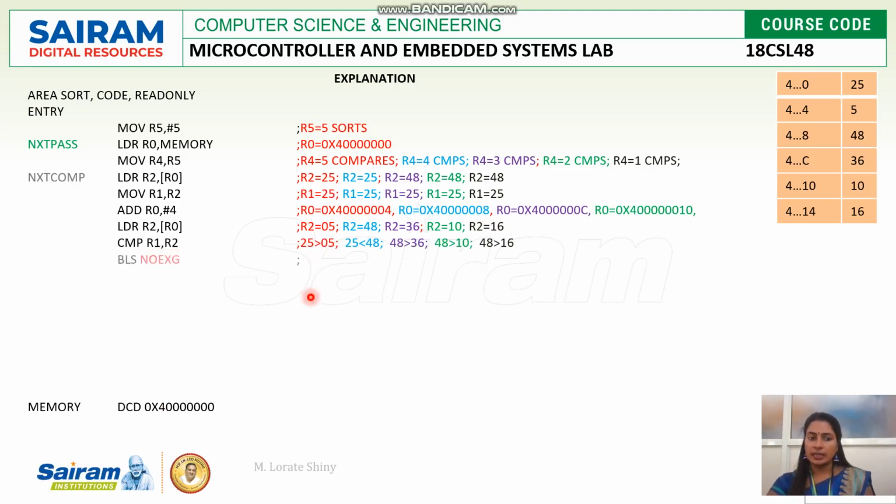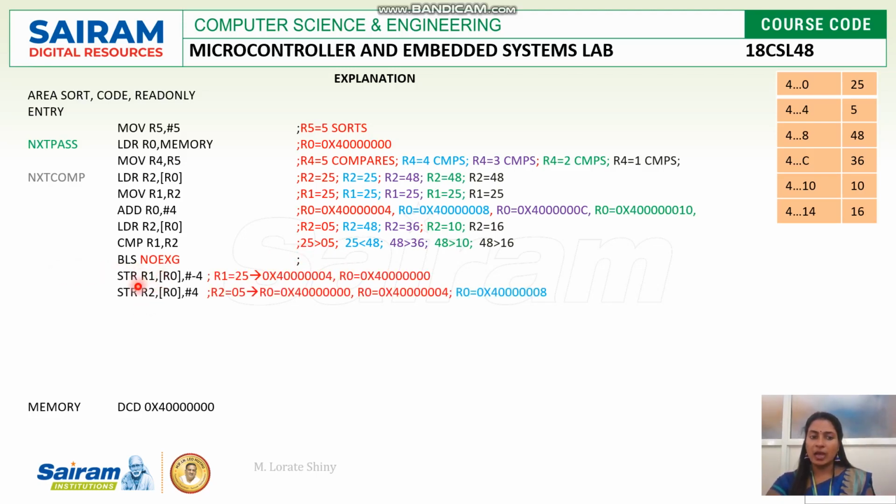Next, the condition is branch less than. I am writing this program to find the ascending order, so the first smallest number should be there. If the first data is less than the second data, the condition becomes true and we can jump to no exchange. But here the first data is greater than the second data, so the condition is not true. So we cannot jump to no exchange. We have to execute these two instructions.